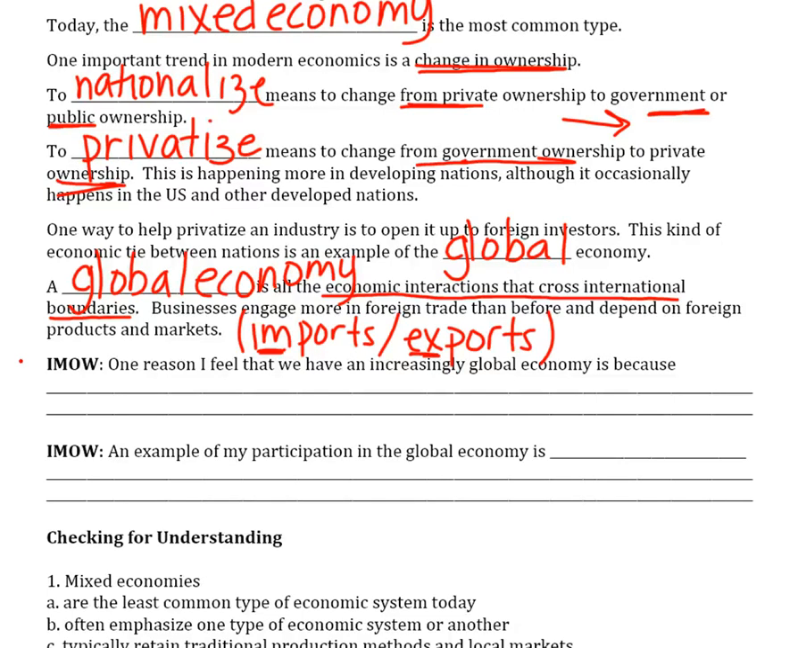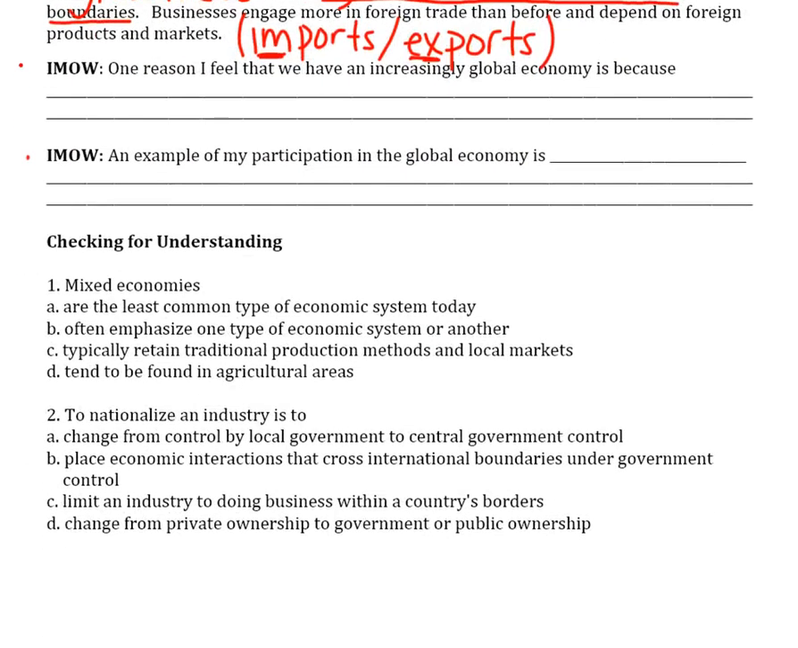All right, so first IMO question says, one reason I feel that we have an increasingly global economy is because, so think back to what I just told you. And the second one is, an example of my participation in the global economy is. All right, so pause the video, go ahead and answer these questions. Okay, welcome back. I hope you were able to put answers in for both of those. One reason I feel that we have an increasingly global economy is because, maybe you put down because of the internet and we have accessibility to products we never had before from all over the world. And then the next one, an example of my participation in the global economy is maybe you buy products from other countries. Whether you do that on purpose or not, it's really hard to avoid that.